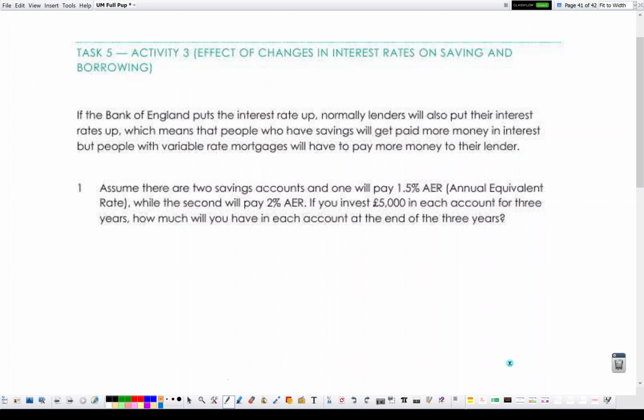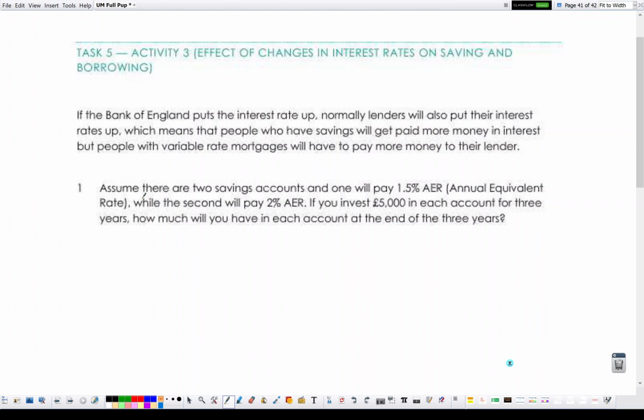Okay, and the interest rates that lenders for mortgages, credit cards, loans charge are usually based depending on what the Bank of England does. So the general interest rate over the whole country is controlled basically by the Bank of England. It's called the Bank of England base rate, and lenders will also put their interest rate up if the Bank of England base rate gets put up.